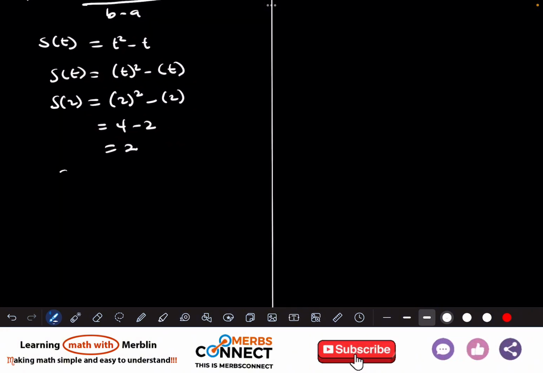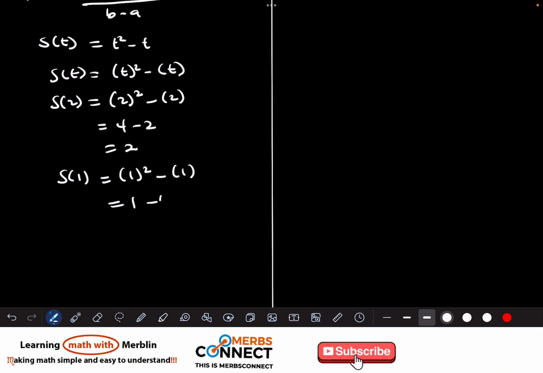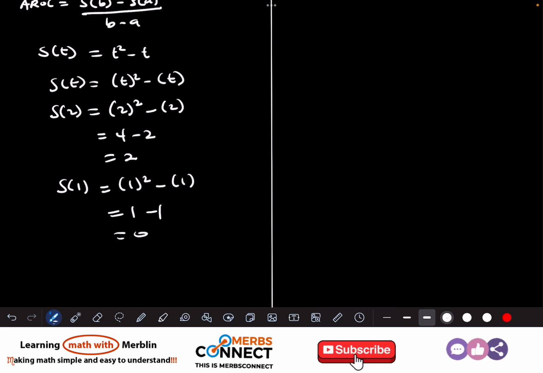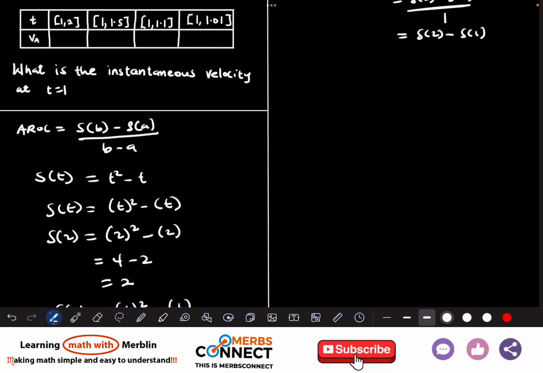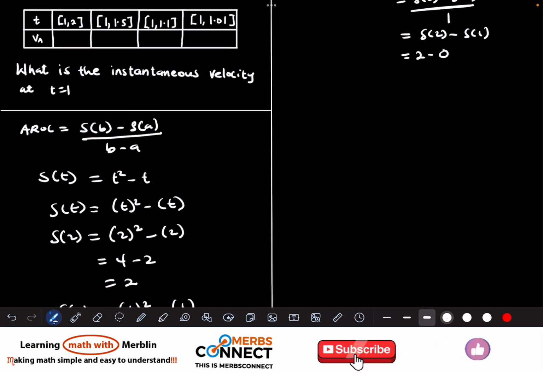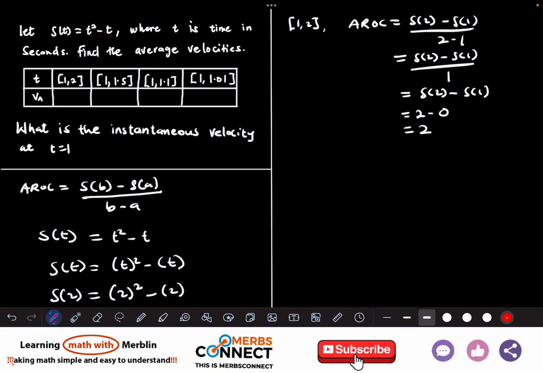Then let's look for S of 1. S of 1 is going to give us 1 squared minus 1, which is 1 minus 1, which is going to give us 0. So we are using the same function here, and when you put it inside parentheses, everything in the parentheses will change to the new value. So we repeat the same function there. So it means that this is 2 and 0. So here we are going to have 2 minus 0, which is going to give us 2. So the first box we are going to have 2, right?